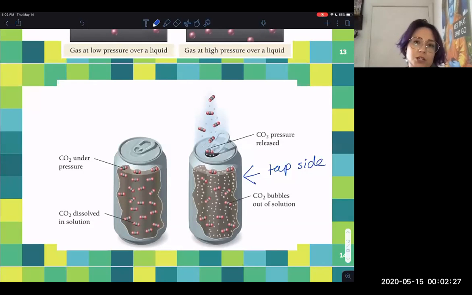Coke and Mentos is a different reaction. It's actually a gas evolution reaction between an acid and a base.